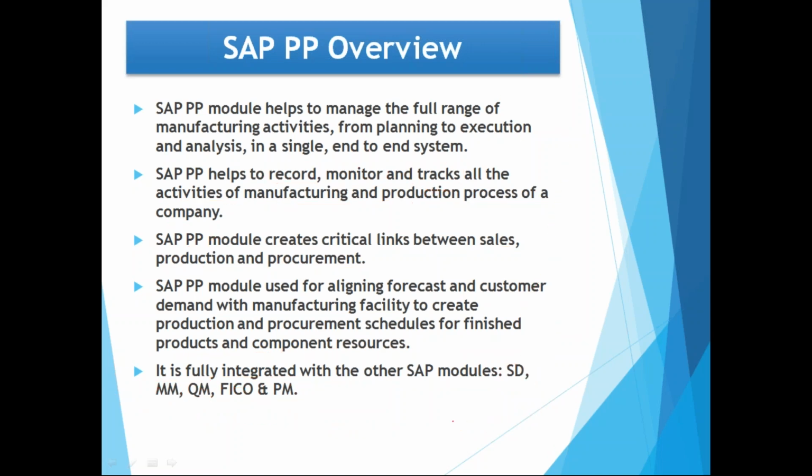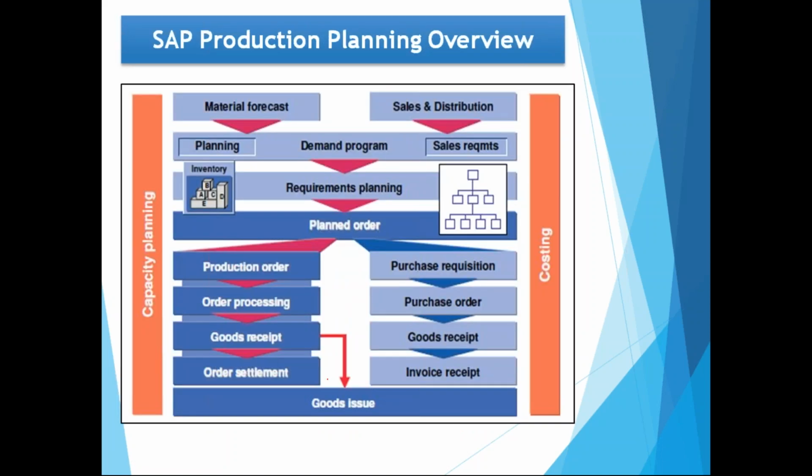Now this is the overall overview of the PP module. The top one is planning, which I explained during the demo, and the down one is the execution part. You do material forecasting in SOP, sales and operations planning, and your real customer orders come from the SD module. Both you will feed into the demand management program, and then you run MRP.